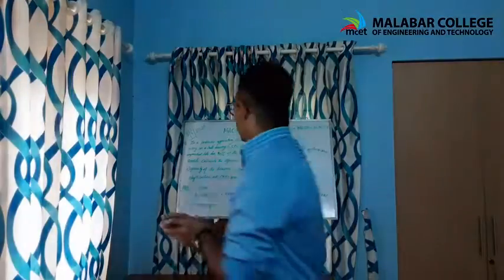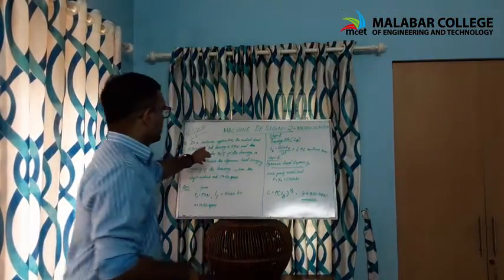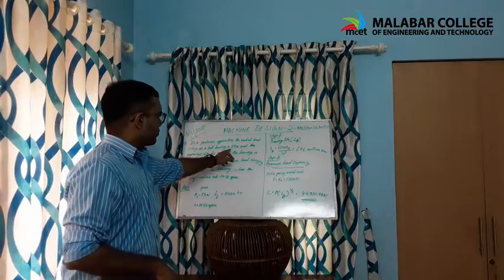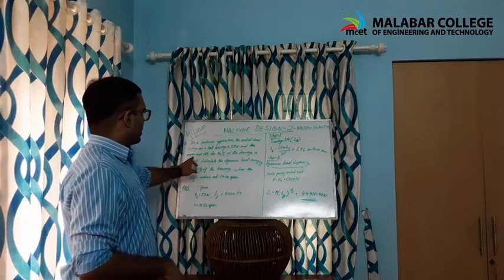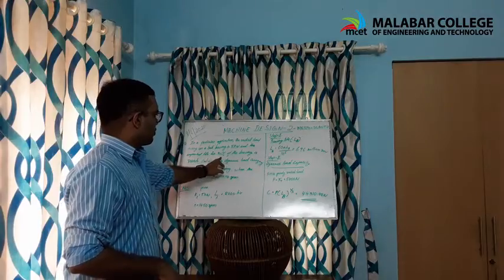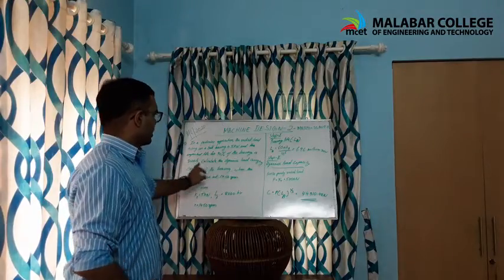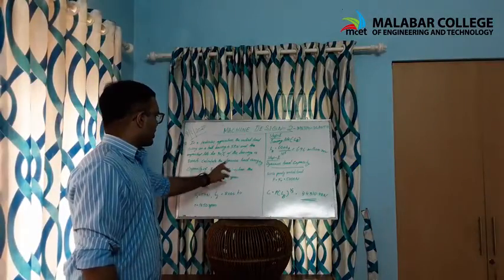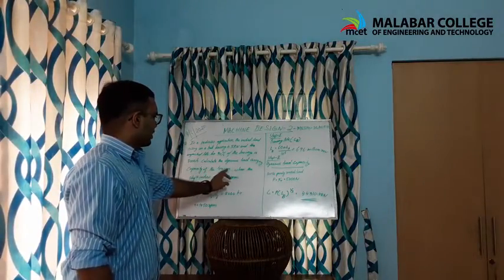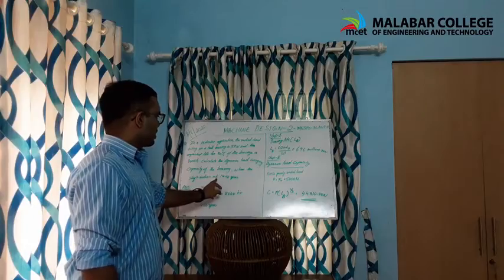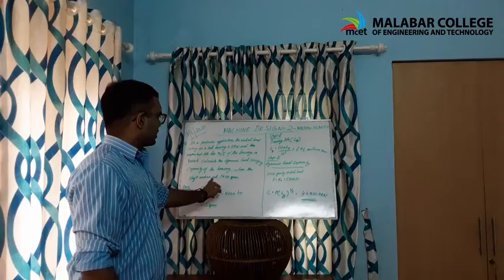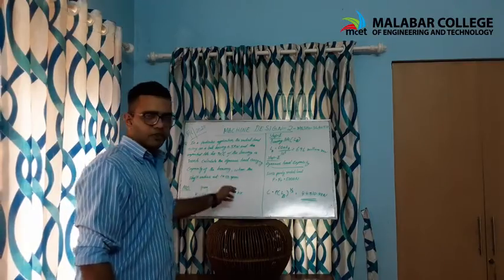Here, let's discuss a simple problem. In a particular application, the radial load acting on a ball bearing is 5 kilonewton and the expected life for 90% of the bearings is 8,000 hours. Calculate the dynamic load carrying capacity of the bearing when the shaft rotates at 1450 rpm.